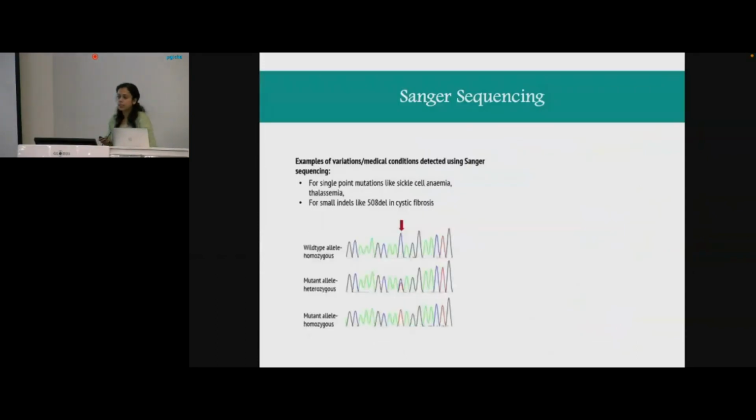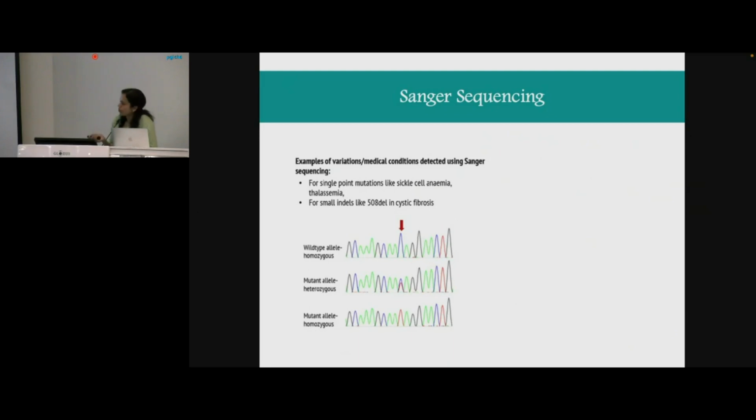Now coming to the Sanger sequencing. In the case of Sanger sequencing, one can look for a genetic defect in a specific region, less than a 1 kb region of a genome. It is very accurate and considered a gold standard for validating the NGS data, or even doing the sequencing for small genes or a specific region.